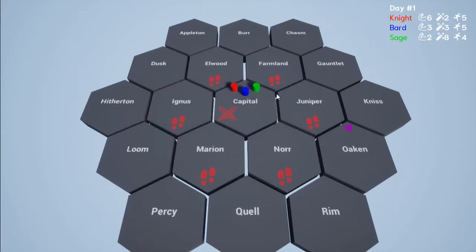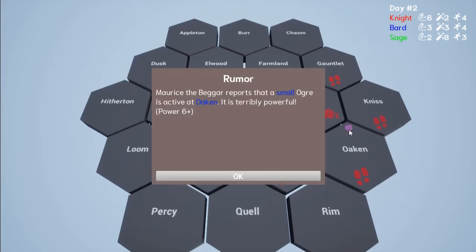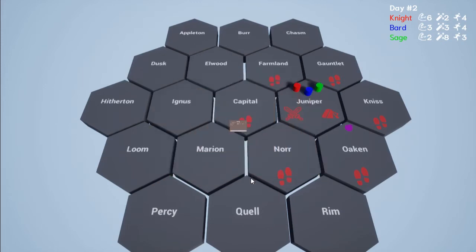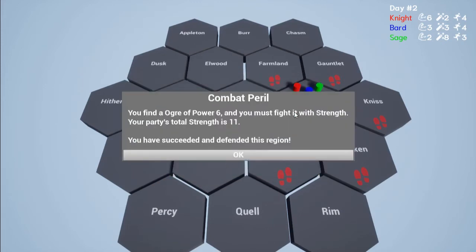Those are randomly generated. So let's send the whole party together to one of these hexes around Oaken. Each hero gets one action per turn. They can quest where they currently are or move to an adjacent location. So I'm just going to send all three over here. Now we're on day 2, so I can quest here and hope this is where the ogre is, or I could spread my forces a little bit. This is the report telling me that I think there's an ogre in Oaken. Let's go ahead and quest in Juniper. Hey, we found him! Alright, so the ogre's power is 6, and we can add our strengths together to get a total of 11. We've succeeded and defended this region.